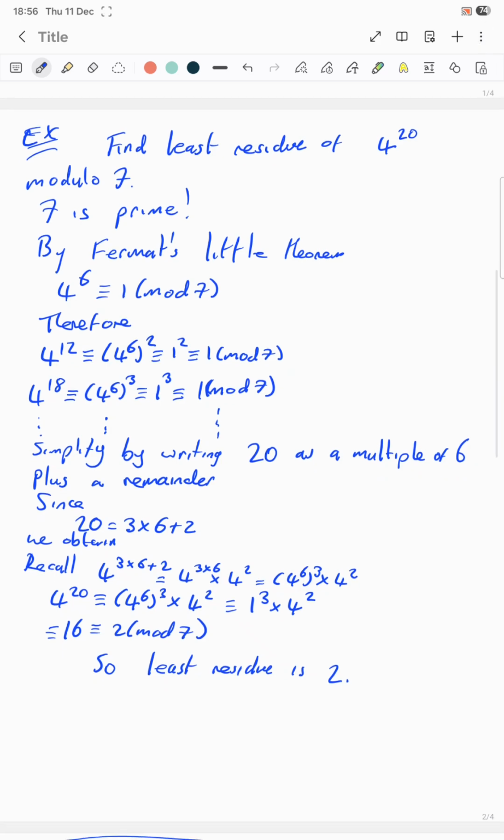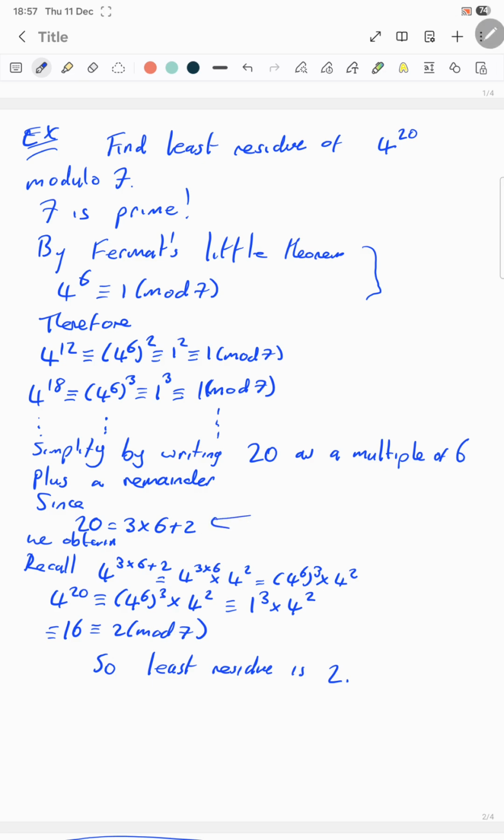Now here's an example. Find the least residue of 4 to the power of 20 modulo 7. We know that 7 is prime, so Fermat's little theorem holds. So 4 to the 6 equals 1 mod 7. Therefore 4 to the 12 equals 4 to the 6 squared equals 1 squared equals 1 mod 7. And 4 to the 18 equals 4 to the 6 cubed equals 1 cubed equals 1 mod 7, and so on and so on.